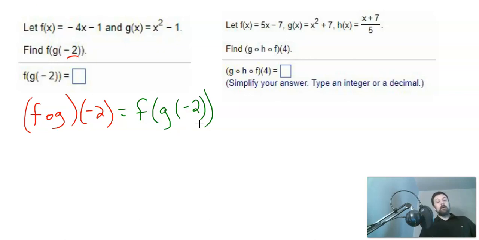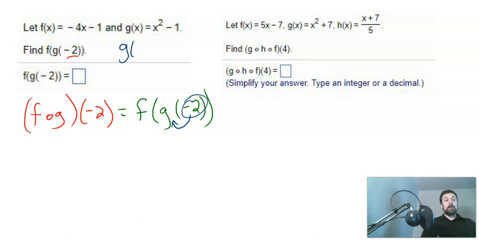Now, when there's a number being plugged in, or even if there's a variable there, another way you can think of how to evaluate this is to start from the very inside and work your way out. So going into the very inner parentheses, we have -2. What do I want to do with that -2? I want to plug that in to g, right? That's where -2 is going. -2 is the argument for the function g. So I'm going to take -2 and plug it into g.